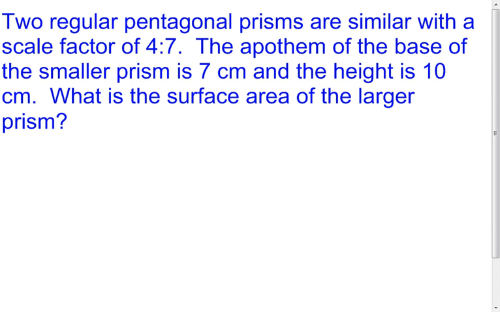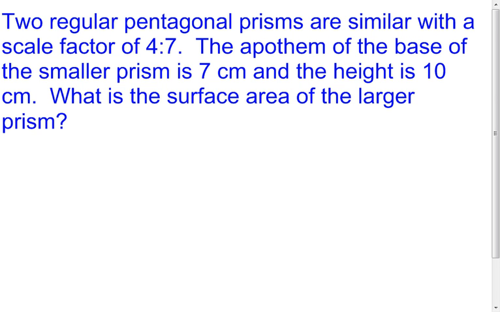Okay, now I have another one here. This one's dealing with regular pentagonal prisms, and they're similar, and it gives me the scale factor that's 4 to 7. It also gives me the apothem of the base of the smaller prism is 7, and the height of the prism is 10 centimeters, and I want to know what's the surface area of the larger prism.